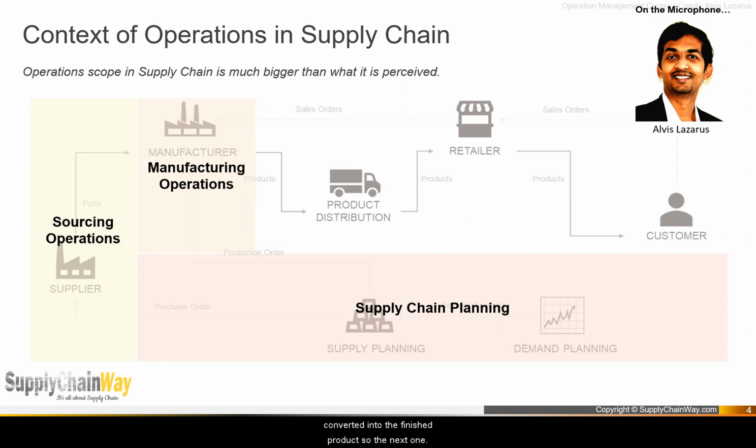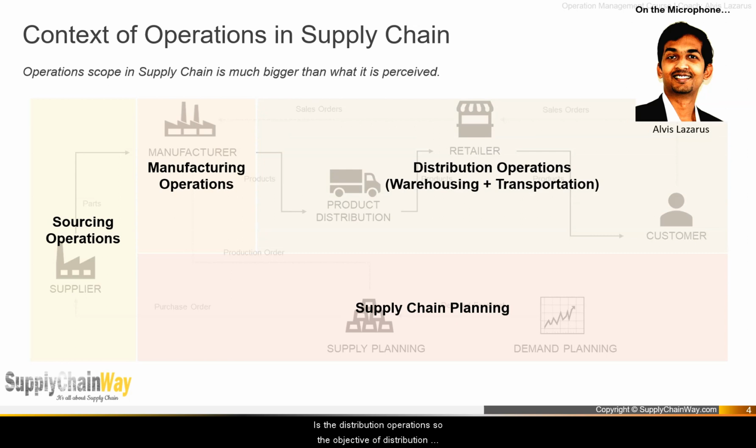So the next one is distribution operations. The objective of distribution operations is to distribute the finished product to the customer. So the job starts with taking custody of the finished product and then delivering it into the hands of the customer. This complete thing comes under distribution.